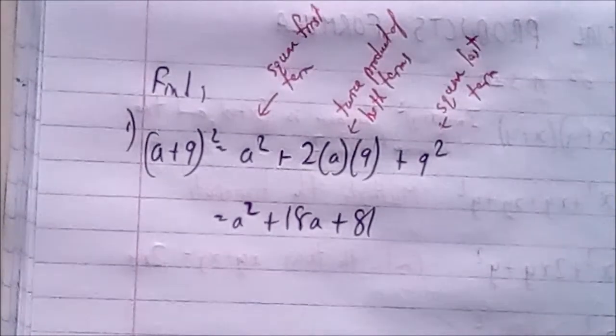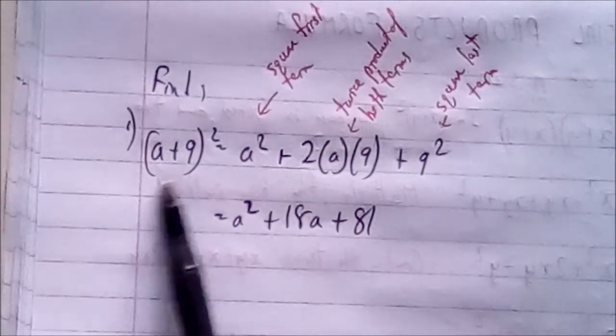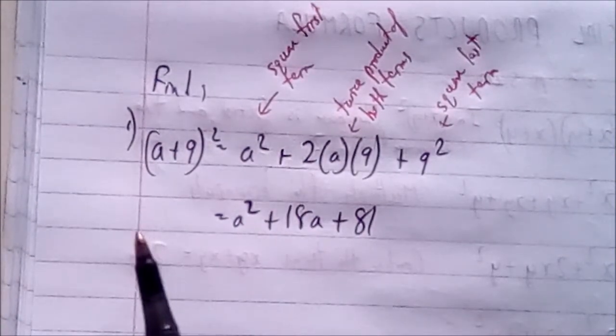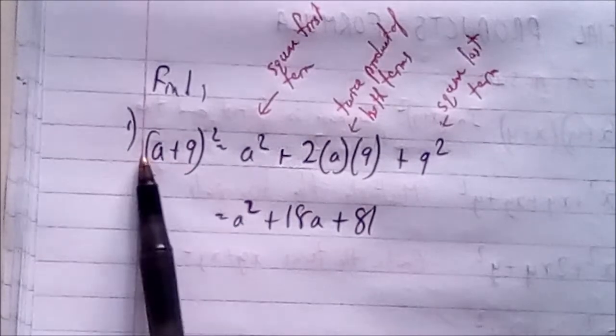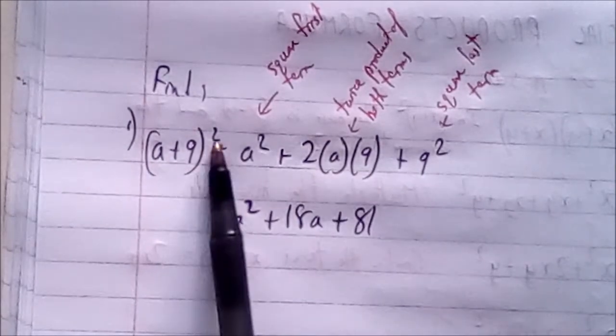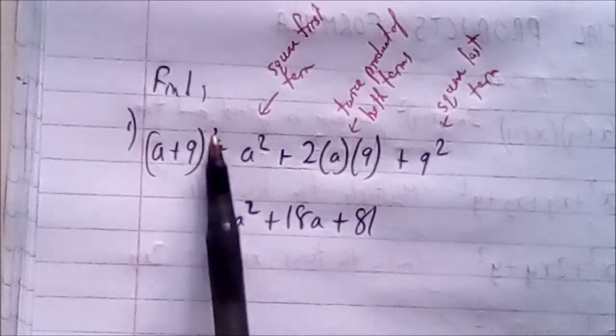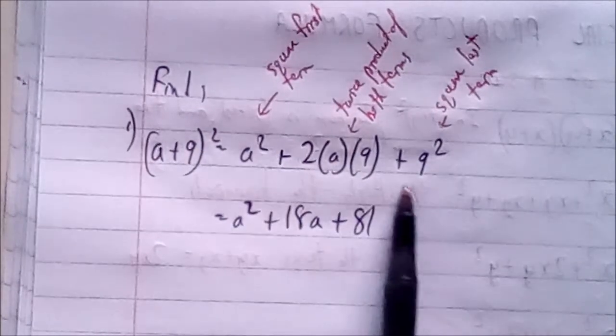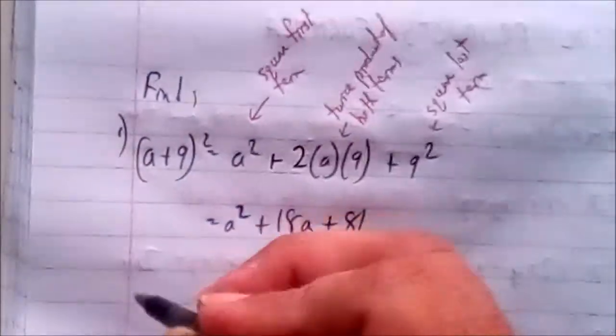Okay, let's go over this again. Square the first term, which is a squared, then twice the product of the two terms, a times 9, times twice because the power is 2, and then you square the last term. Let's try the next example.